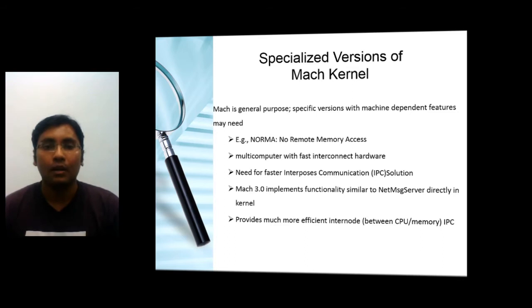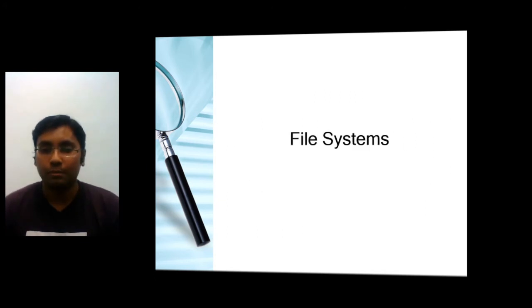And now I am going to tell about specialized versions of the Mach kernel. Mach is a general purpose kernel with specific versions where machine dependent features may be needed. Example, NORMA, no remote memory access. In short, we call it NORMA, a multicomputer with fast interconnected hardware, needing a faster interprocess communication solution. Mach 3.0 implements functionality similar to the net message server directly in the kernel, and also it provides much more efficient internode IPC.